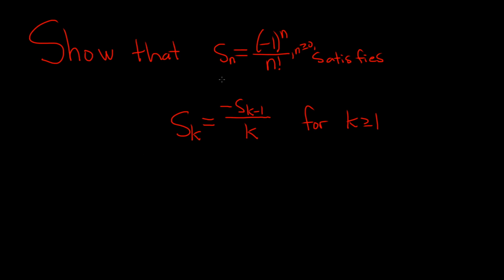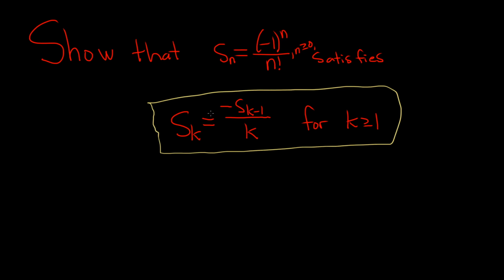In this problem, we have a sequence, s sub n is equal to negative 1 to the n over n factorial, and this sequence is valid for n greater than or equal to 0. And we have to show that it satisfies this recurrence relation. So to do that, all we have to do is take this and plug it into this equation and verify that it's true. So let's do that.